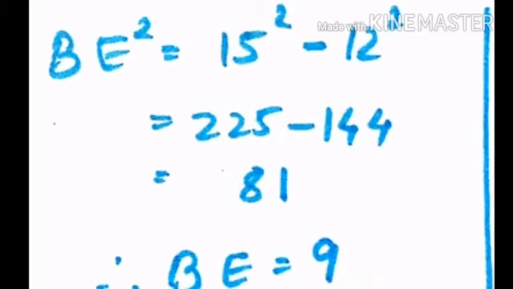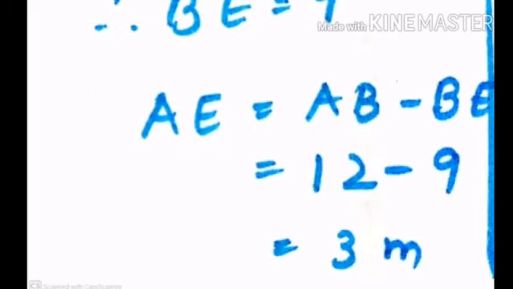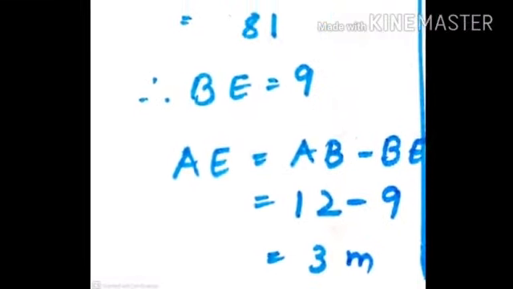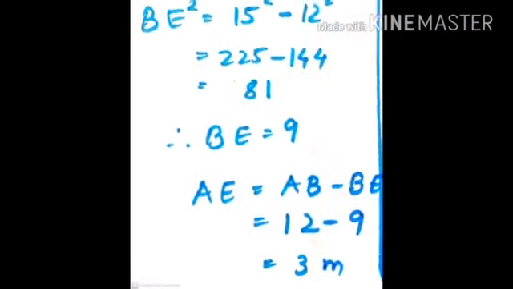Now you have to find the AE value, that is, how much lower the ladder will slide down, so we want to find the distance AE. For that we know the AB value is 12 and the BE value we have found is 9. So we subtract this 9 from 12 to get our AE value. Here you can see that AE is equal to AB minus BE, which is 12 minus 9, that is 3 meter. This way we have completed this question.